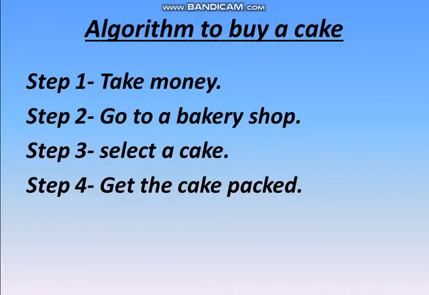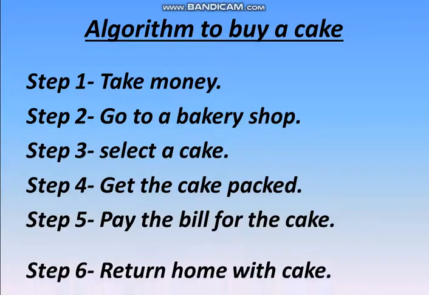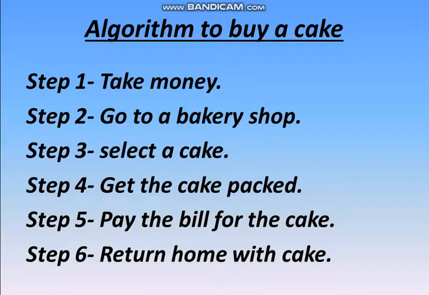Step 4, get the cake packed. You will tell the shopkeeper to pack the cake. Step 5, pay the bill for the cake. You will give the money to the shopkeeper. And step 6, you return home with the cake. So for writing an algorithm, my dear children, we need to write the steps like this: step 1, step 2, step 3, step 4 and so on.